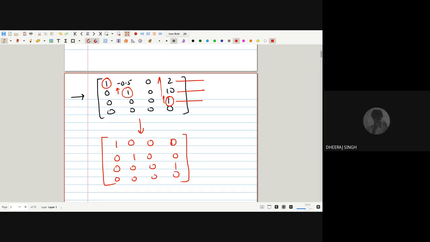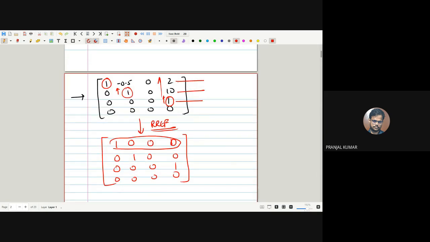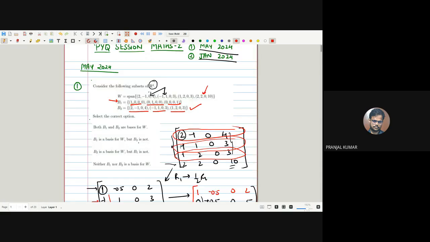Upwards. We did all these concepts in yesterday's session. Everything I have covered. Okay, so I can directly see. So these are my vectors. If you see, these are present in this B1. So 1 0 0 0, 0 1 0 0 and 0 0 0 1. Can you see these three vectors? So B1 and B2 both are bases for W. Clear? Okay.